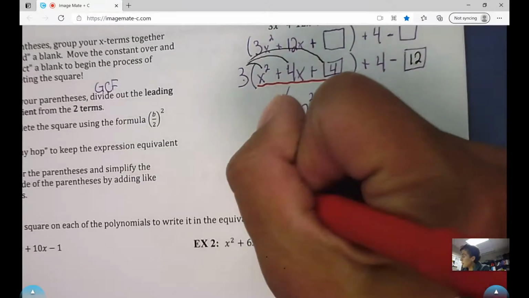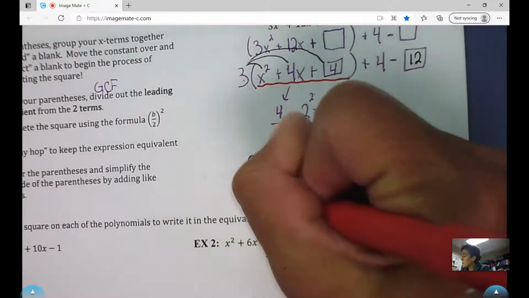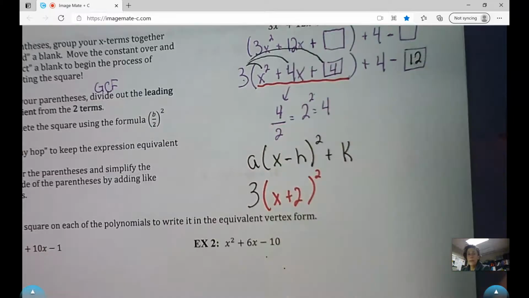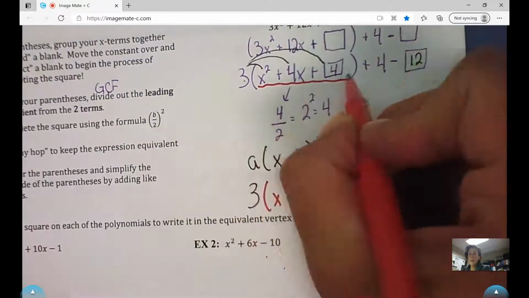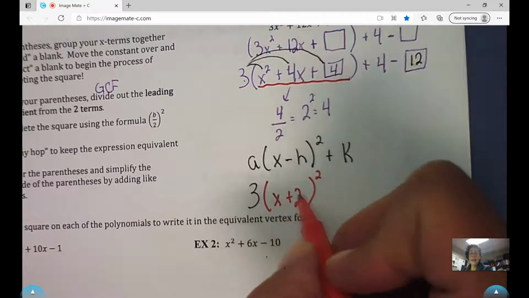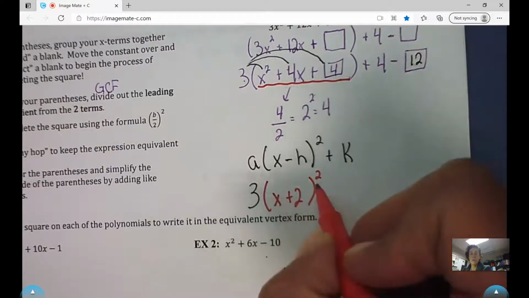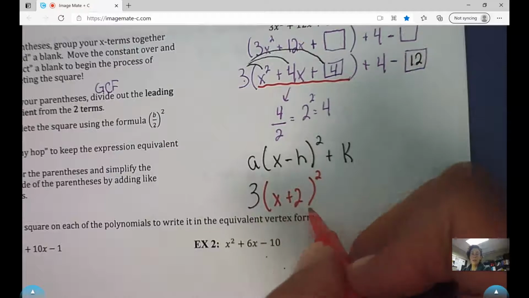So these parentheses are going to become x plus 2 squared. All right. So again, that's if we took the time to factor it. You would get identical parentheses of x plus 2, and instead of writing x plus 2 times x plus 2, you get x plus 2 squared. I'm going to show you some tricks once we're done with this example.